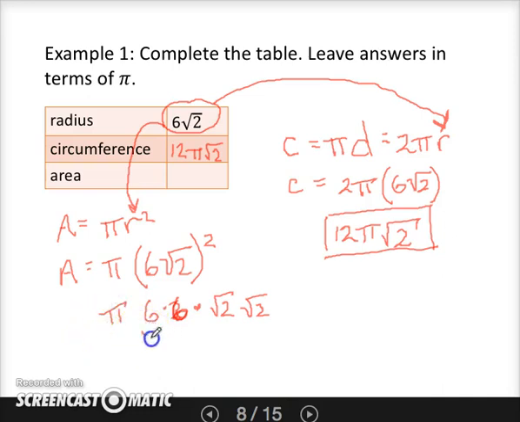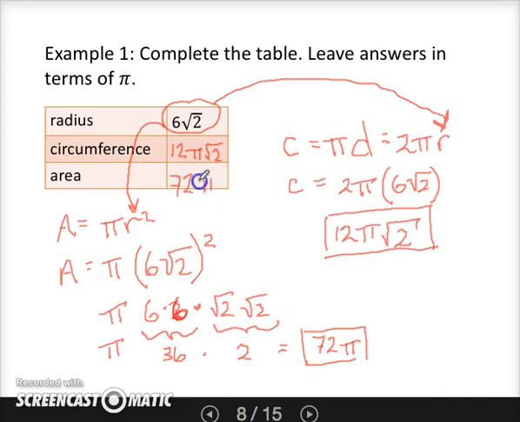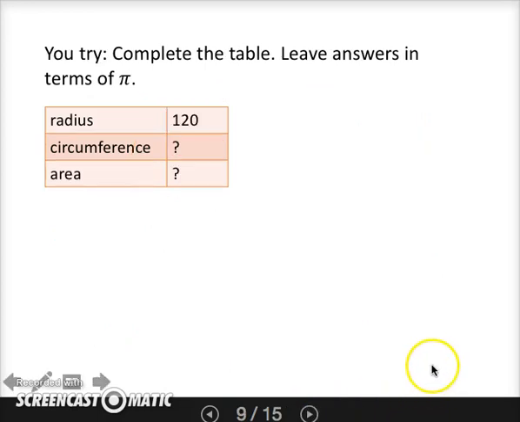So 6 times 6 becomes 36. The square root of 2 times itself becomes 2, and we still have our pi. So we have pi times 36 times 2, which gives us 72 pi. And we're leaving our answers in terms of pi. So 72 pi goes in this last spot in the table. You try one, complete this table, and leave your answers in terms of pi.